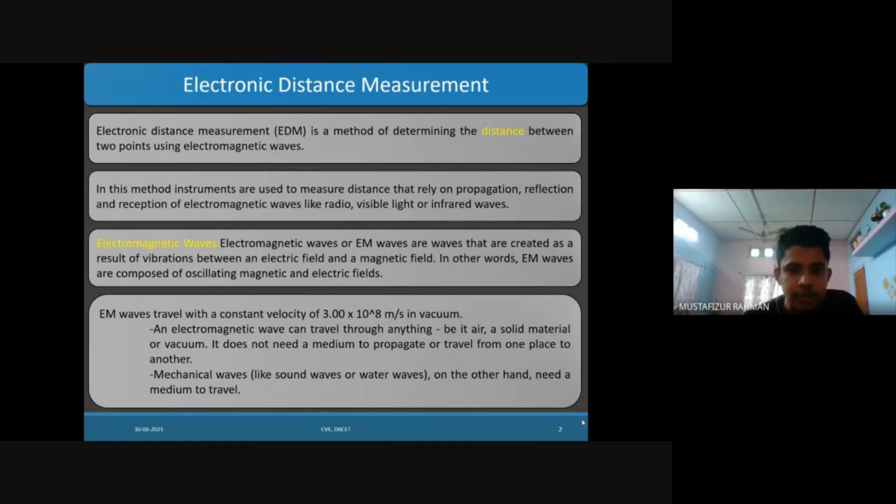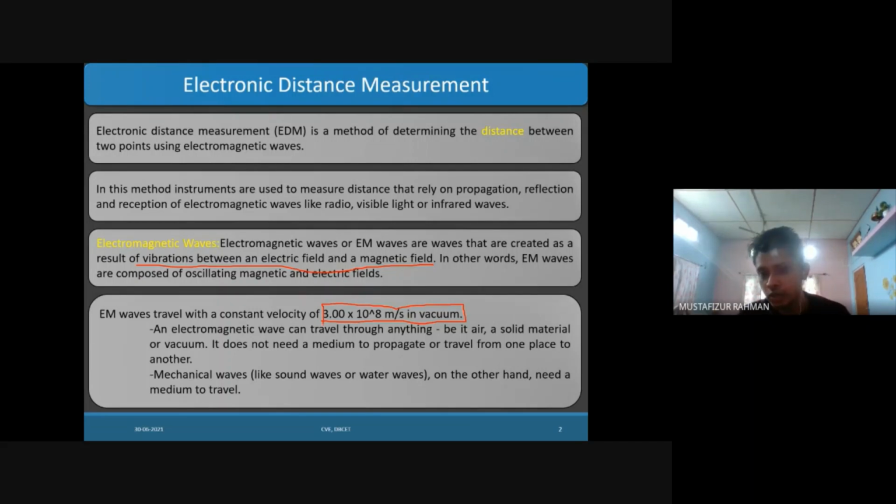So how are these electromagnetic waves created? They are created due to the vibration between an electric field and a magnetic field. As the name says, electromagnetic wave, there have to be two fields: one is the electric field and one is the magnetic field. Due to the interaction between these two fields, we have electromagnetic waves. And these waves have a property that they travel with a constant velocity of 3 into 10 to the power 8 meter per second in vacuum, where there is no air.